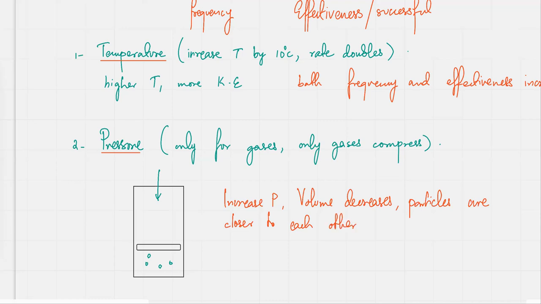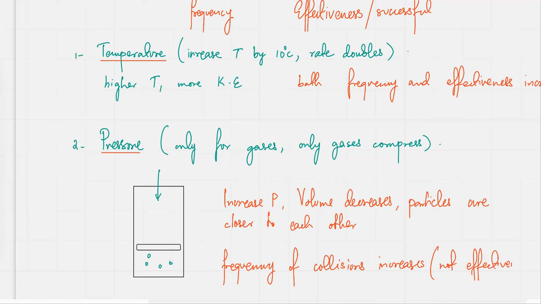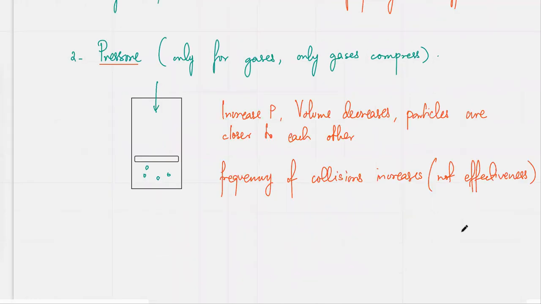Particles are closer to each other, and if they're closer, they're going to bump into each other a lot more. So you'll have a higher frequency of collisions. So frequency increases. And remember, not the effectiveness. They're not more energetic, so they'll be bumping into each other a lot more, but with the same force. So the effectiveness does not increase.